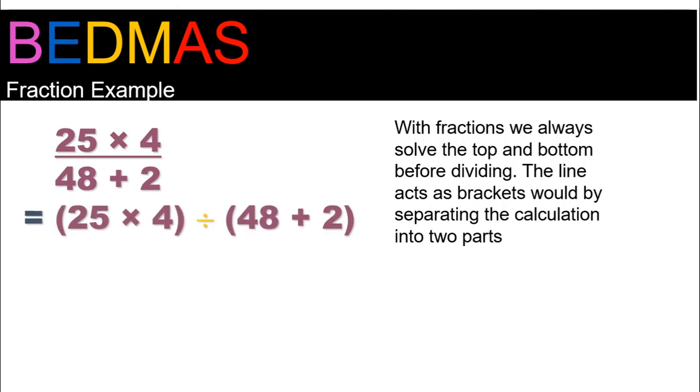I could write it like this: 25 times 4 divided by 48 plus 2. But they're in brackets here, so I can clearly see that I need to work out the numerator and the denominator of this fraction before I do the division. So 25 times 4, that's 100. 48 plus 2, that's 50. So this is 100 divided by 50. 100 divided by 50, that's just 2.